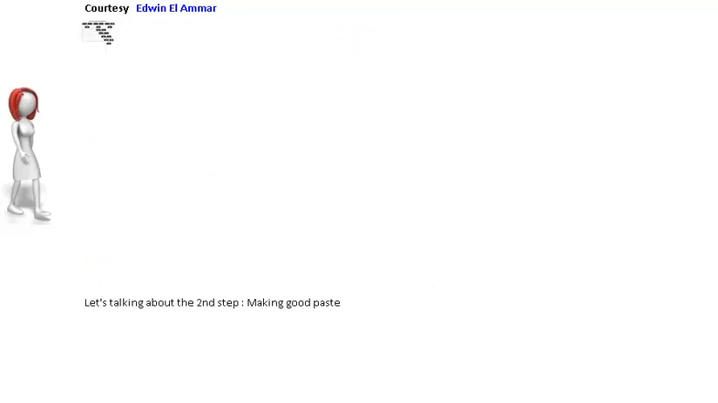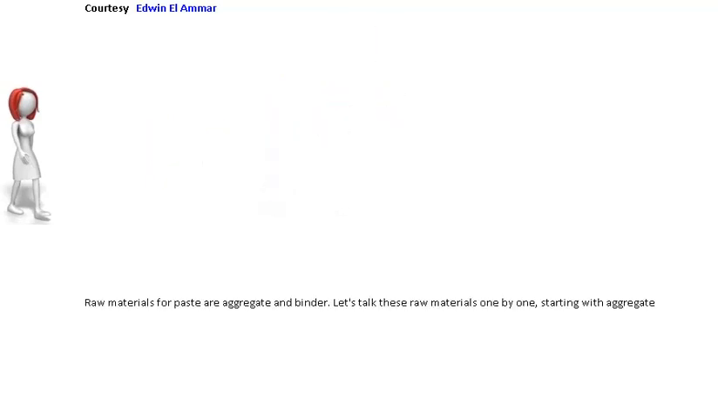Let's talk about the second step, making good paste. Raw materials for paste are aggregate and binder. Let's talk about these raw materials one by one, starting with aggregate. Aggregate is a mixture of cokes and butts.